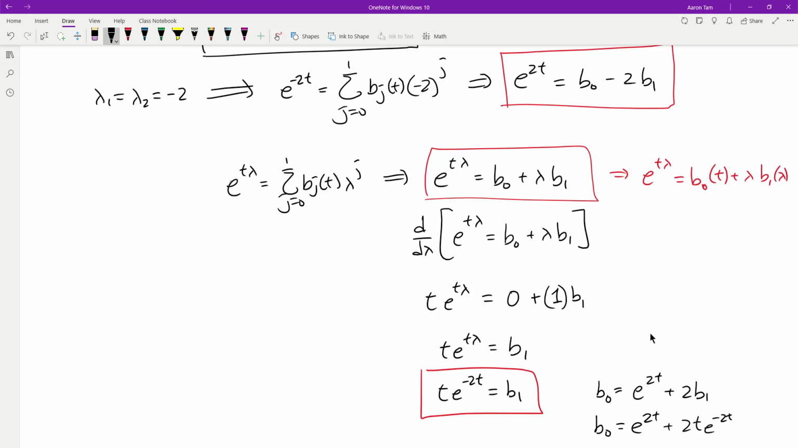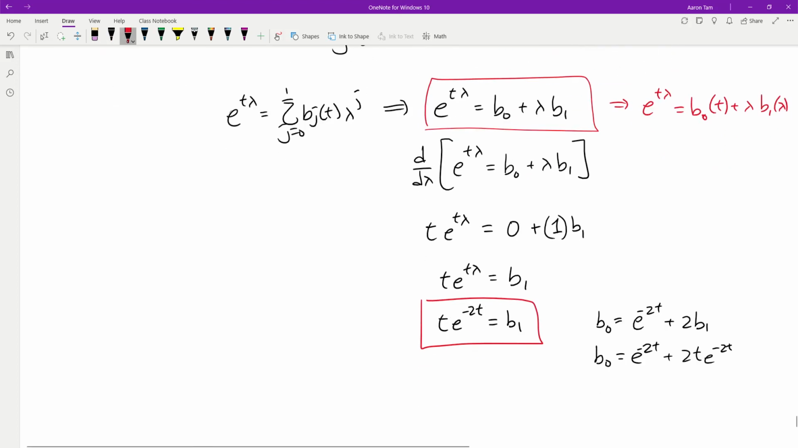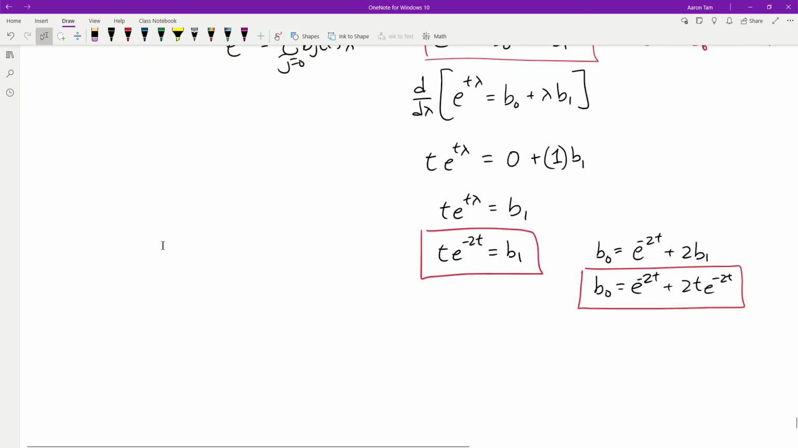Oh, -2, I missed a -2 here. And that gives me b sub 0. So that's actually easier compared to having to solve a system of equations, which is nice. So now I can go ahead and try to plug into my formula. So I'm going to go for it.